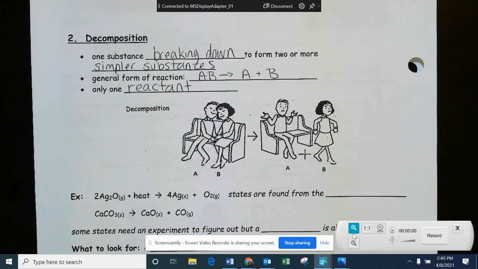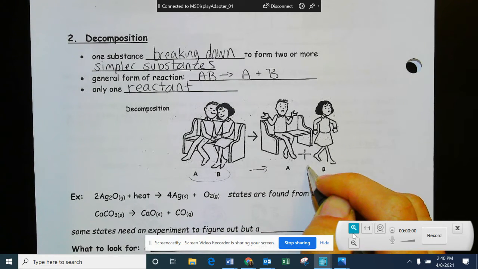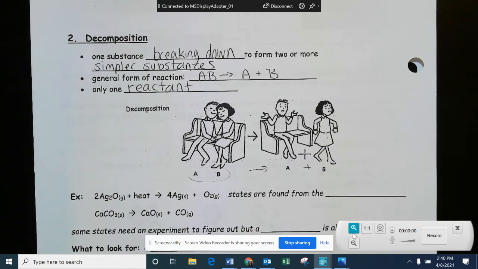So another time you might see this is if you have hydrogen peroxide at home, it expires over a certain amount of time, and that's because it turns into water and oxygen gas. So when you see one reactant and then two products, decomposition is occurring. So that's one example. And again, if we think about this like relationships between people, you've got a couple and then they're splitting up and they're separated at the end.